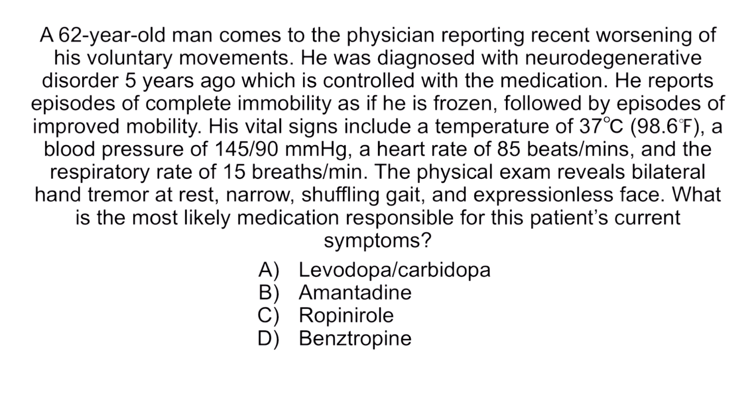A 62-year-old man comes to the physician reporting recent worsening of his involuntary movements. He was diagnosed with a neurodegenerative disorder 5 years ago, which is controlled with a medication. He reports episodes of complete immobility as if he is frozen, followed by episodes of improved mobility. His vital signs include a temperature of 37 degrees Celsius, a blood pressure of 145/90, a heart rate of 85, and a respiratory rate of 15. Physical exam reveals bilateral hand tremor at rest, narrow, shuffling gait, and expressionless face. What is the most likely medication responsible for this patient's current symptoms?